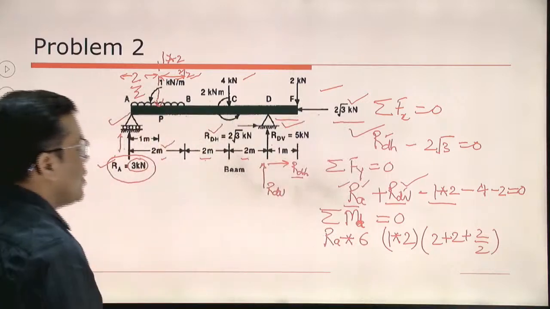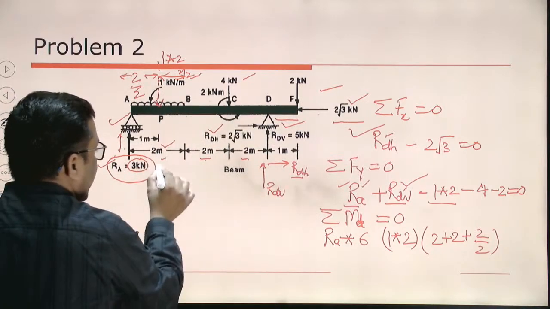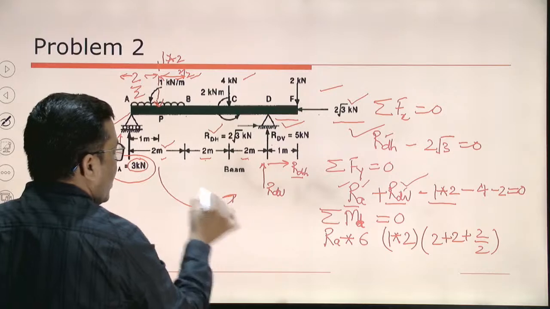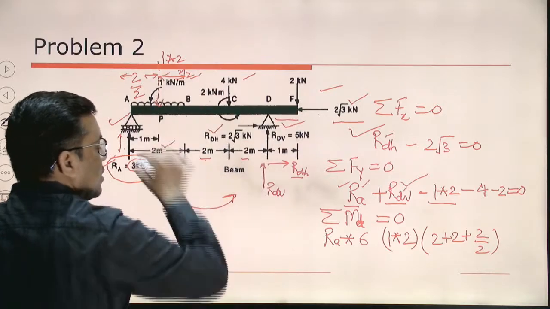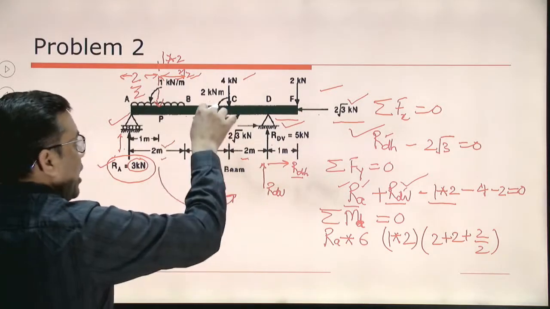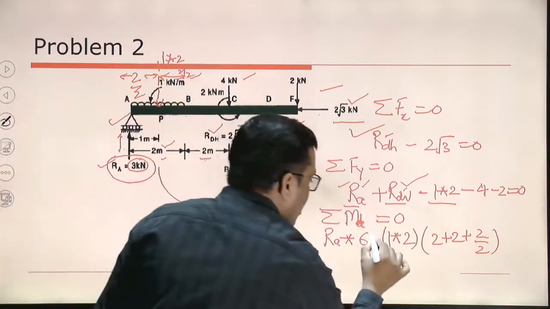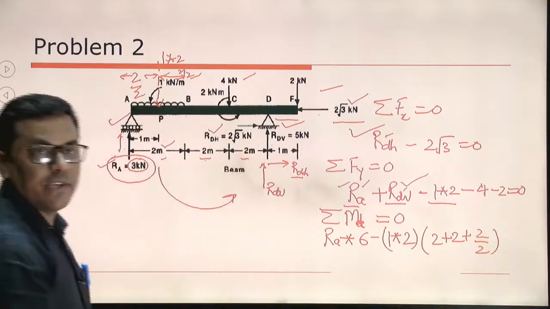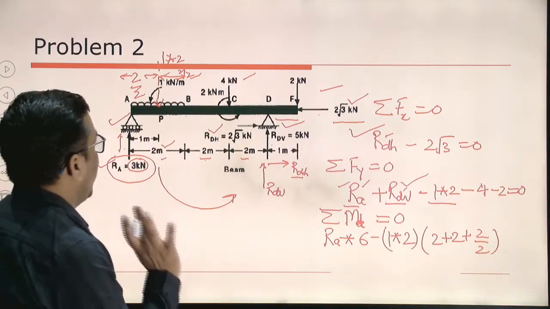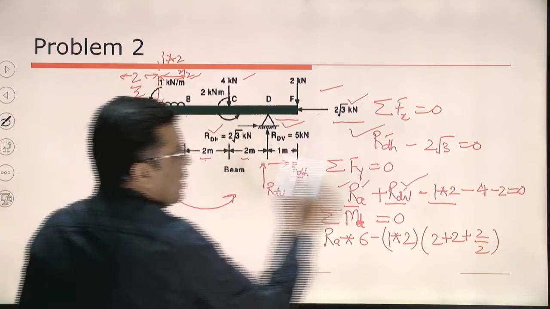What will be the rotational tendency? The rotational tendency because of this about point D, how is it? This is anti-clockwise. Because of RA it was clockwise, and I took that as positive. So now I am taking this as negative. It is done.